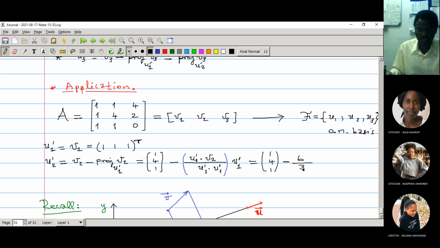So finally, this is 2 into 1 prime, which is 1, 1, 1, right? And the final result, remember that this is 2. So I will subtract 2 from each of these components. So this will be negative 1. This will be 2. This will be negative 1. Right. So this is our U2 prime. And I hope that's what we have on the slide.